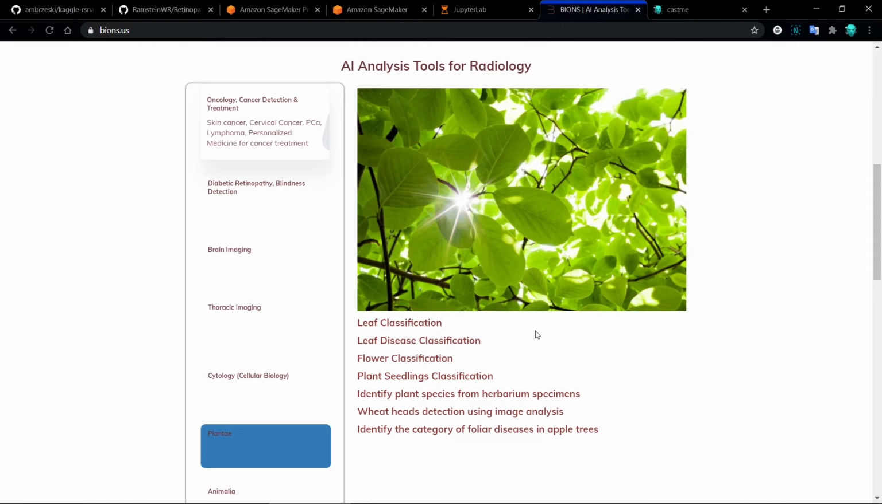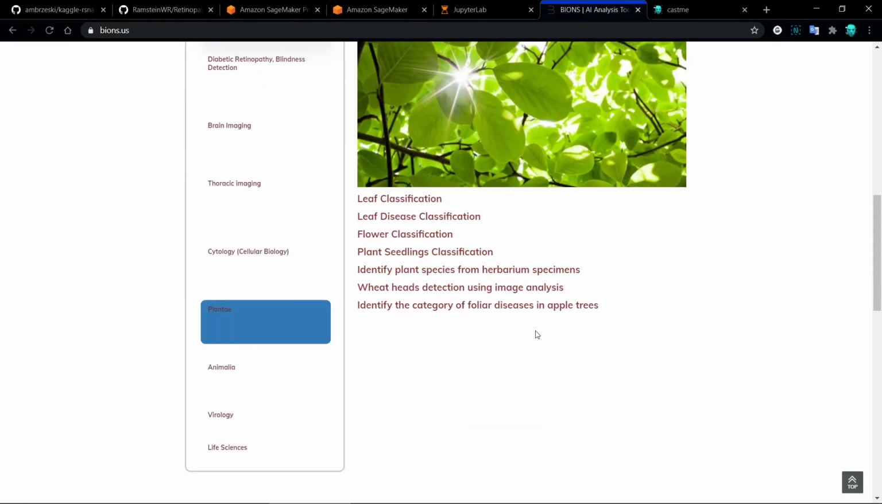So you've got the herbarium specimens. I'm sure herbarium specimens already contain almost all of the important data on the specimen. They contain everything about the plant hierarchy, from kingdom to family to species to subspecies, information on those herbarium specimens. Whatever. Wheat heads classification, whether a wheat head is complete or not. Wheat heads classification using meta-analysis. Identify the category of foliar disease in apple trees.